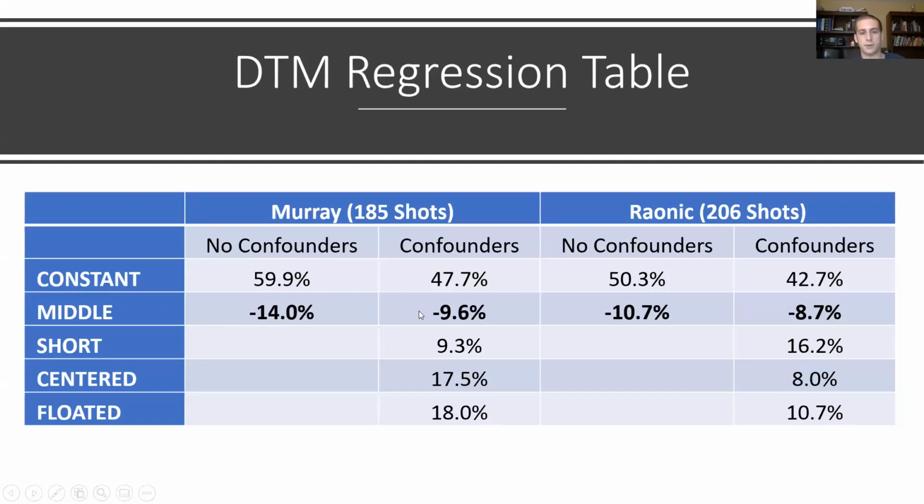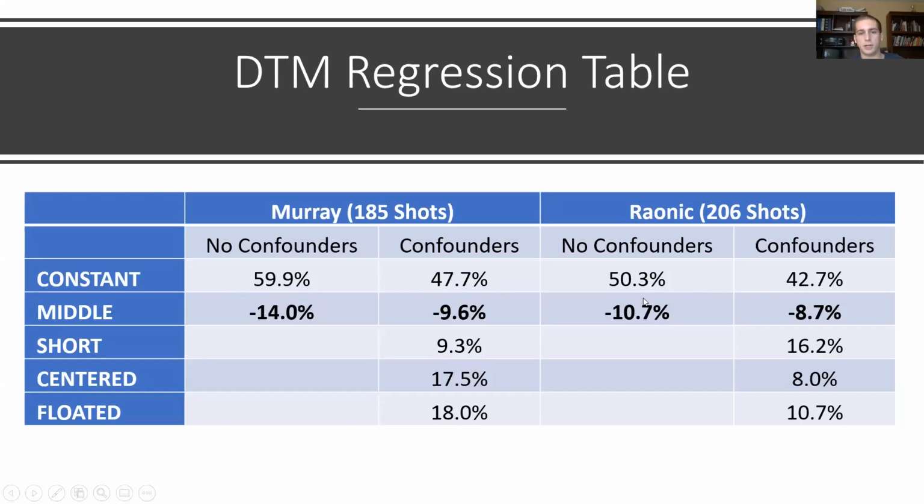And yet, when you throw the confounders into the mix, you see short, centered, and floated once again. You get positive numbers here because if you receive a short ball, a centered ball, or a floated ball, you're more likely to win the point. And based on the phenomenon that I was guessing was going to happen here, you can see that this negative 9.6% number is not as pronounced as this negative 14% number.